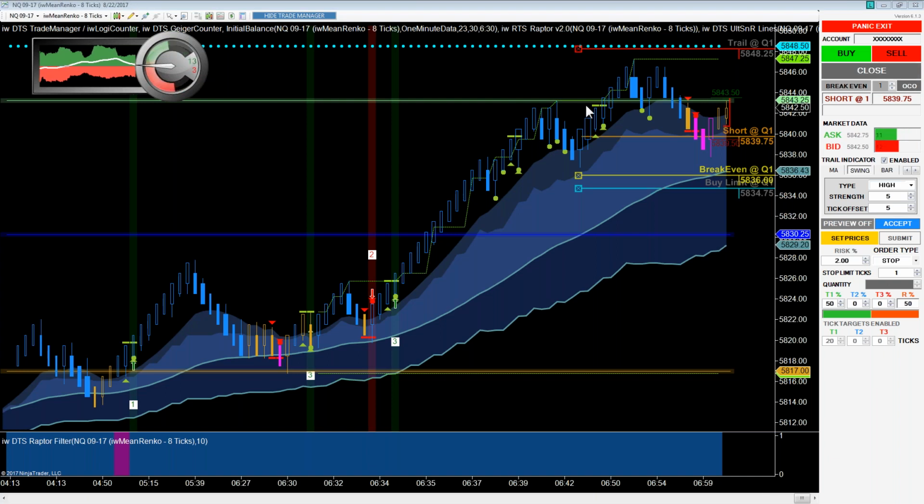So we've come up now on the underside of this resistance zone. Hopefully that will hold the market down for the short term, at least long enough for me to get my profit target on the trade.